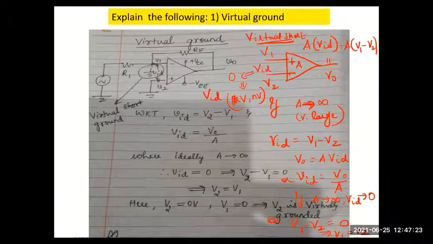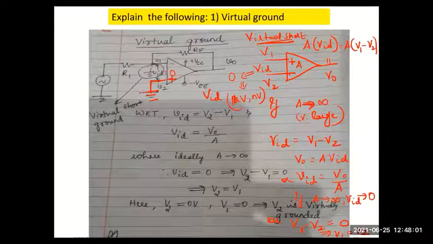Okay. Now coming to the concept of virtual ground. It is the same explanation as for virtual short, but here we are showing an op-amp configuration where one of the inputs is actually connected to ground. You see V2 here, the non-inverting terminal, is actually connected to ground. V1 will appear as though it is virtually connected to ground because this VID is 0.